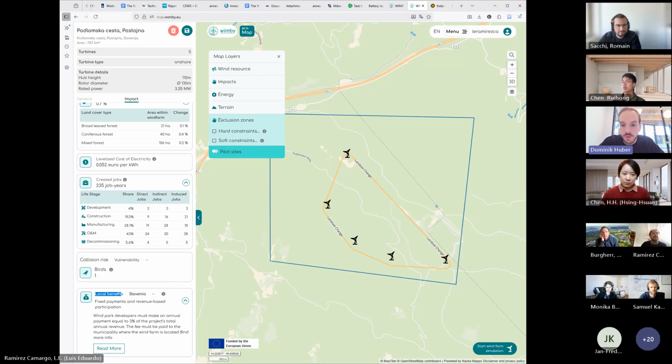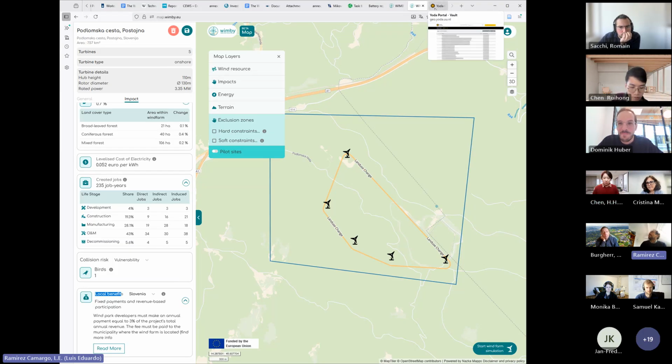Thanks for the demonstration, Luis. There is one question in the chat box already, and this is on the availability of the different individual layers, whether they are available for download outside the web application. Yes, they are going to be available.